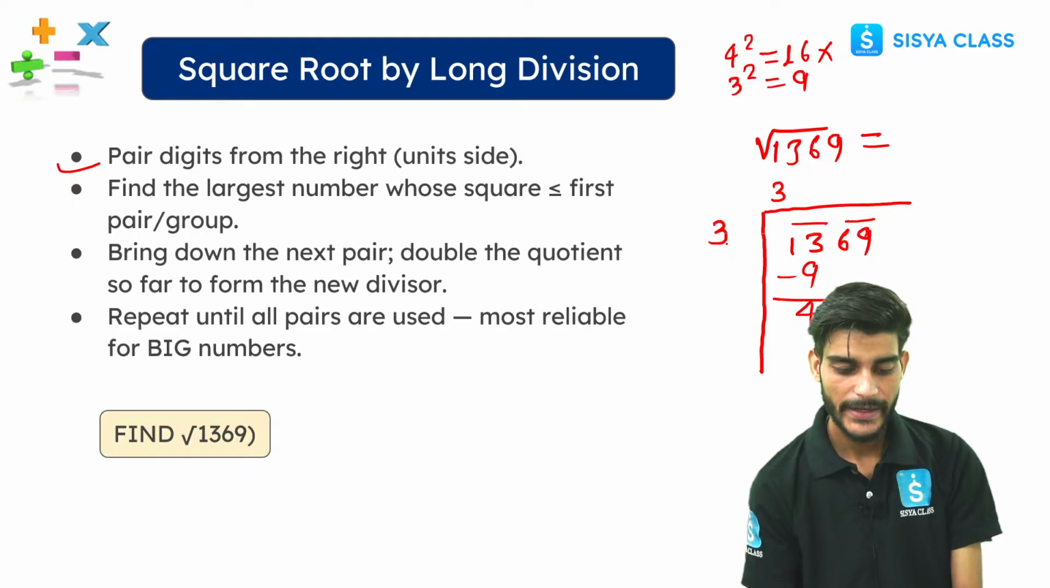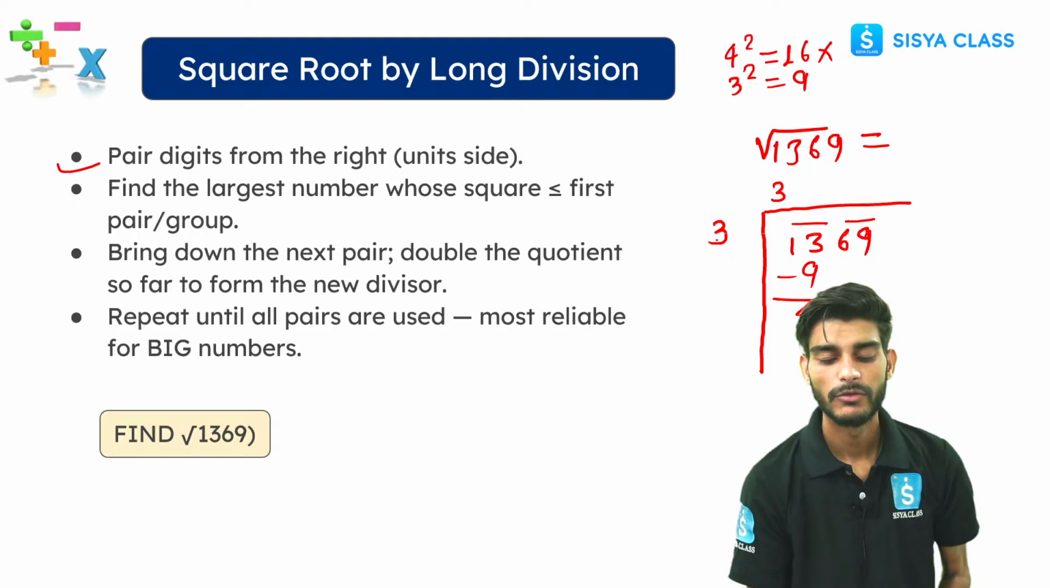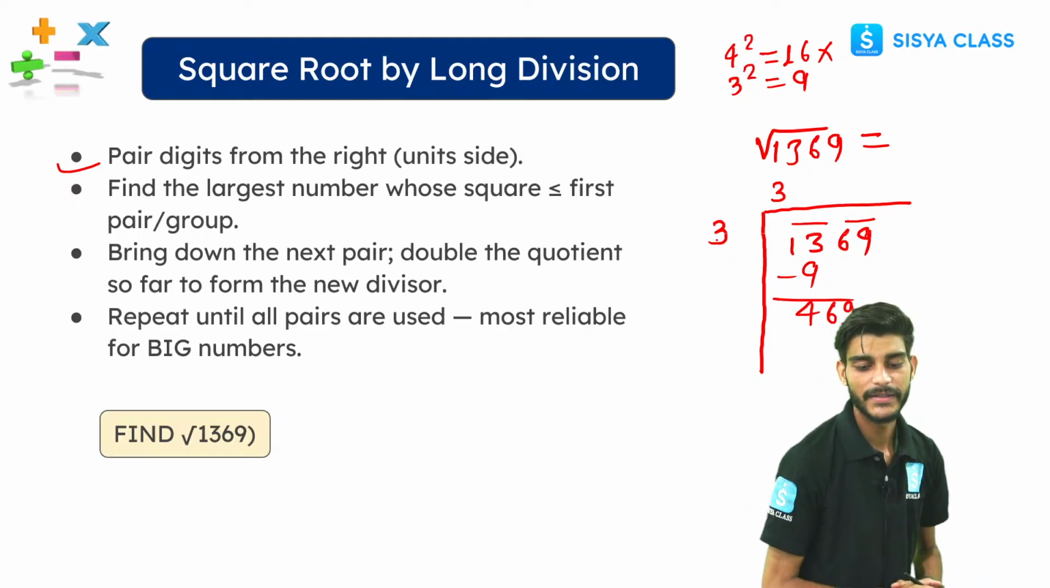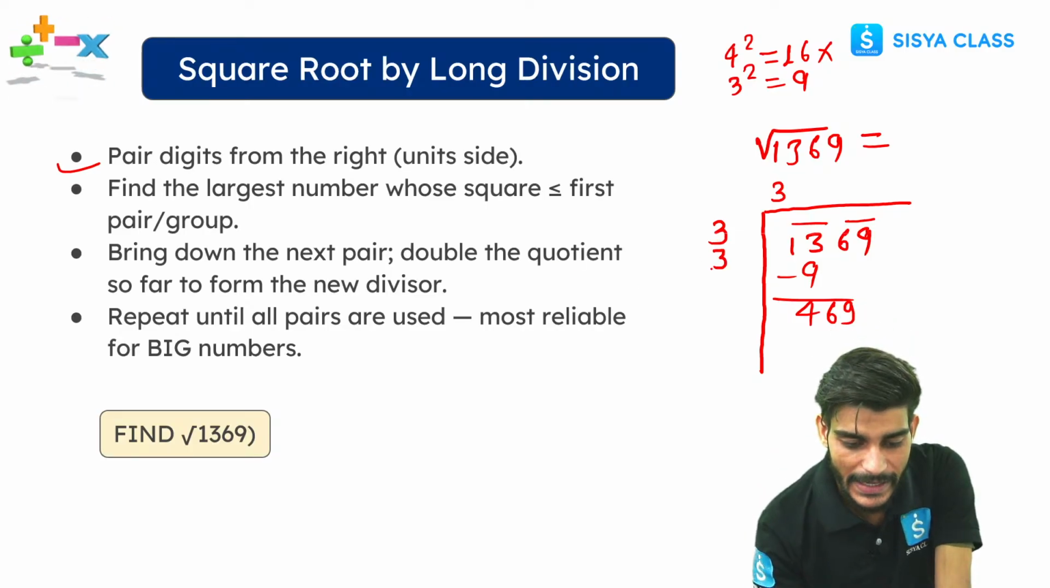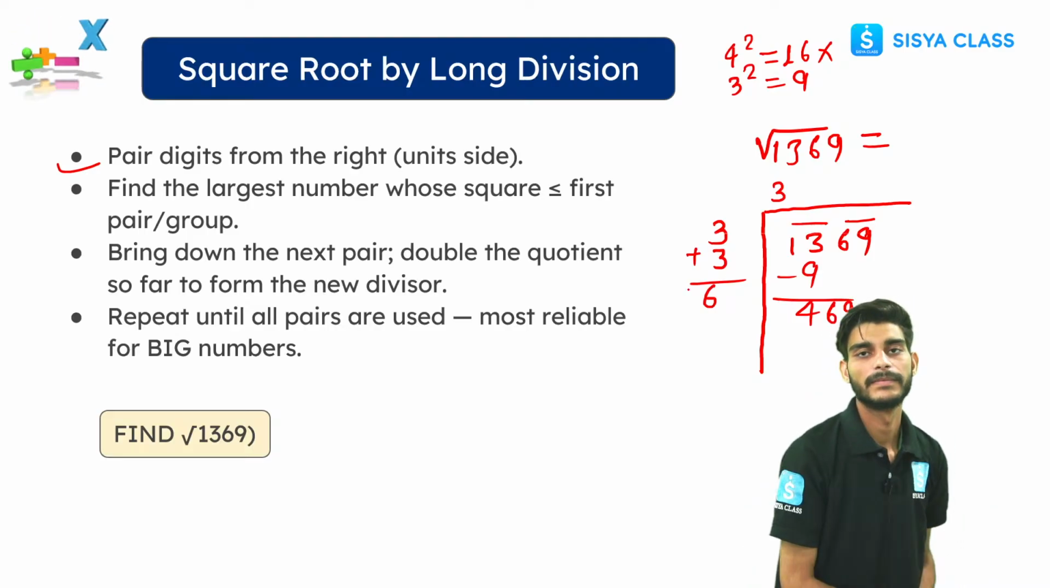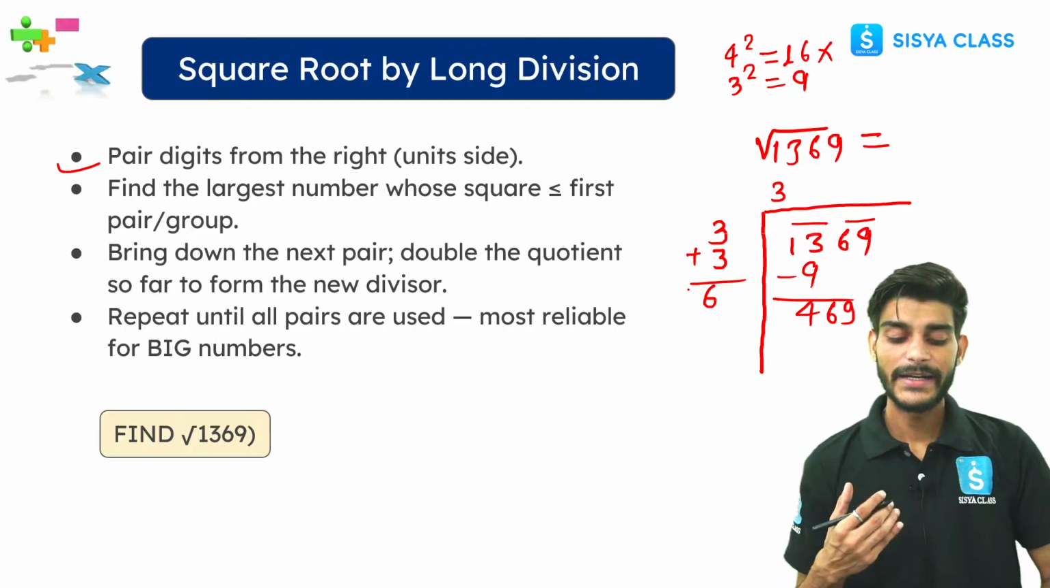Here what you have to write? What do you think? What I should write here? 3. So the same number, just simply add in the bottom. 3 plus 3, that is 6. Okay. Now what will be the next step?